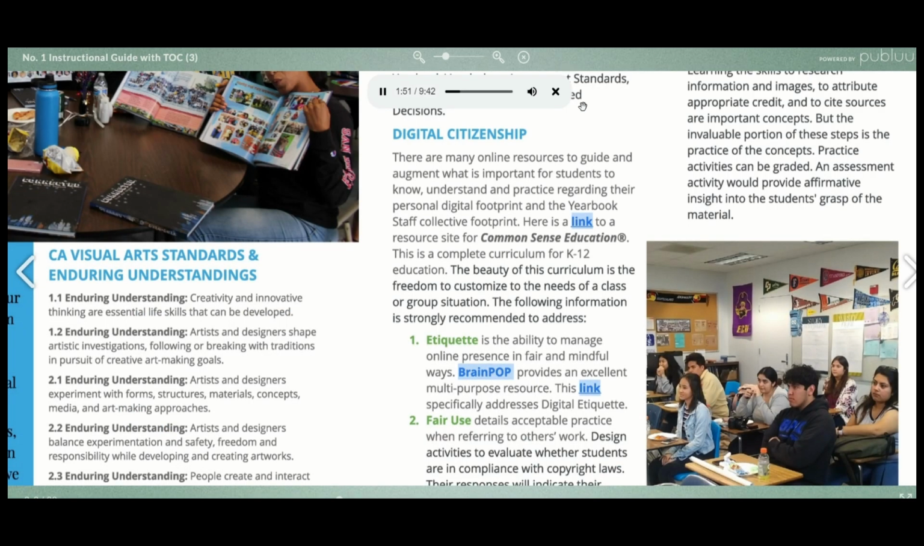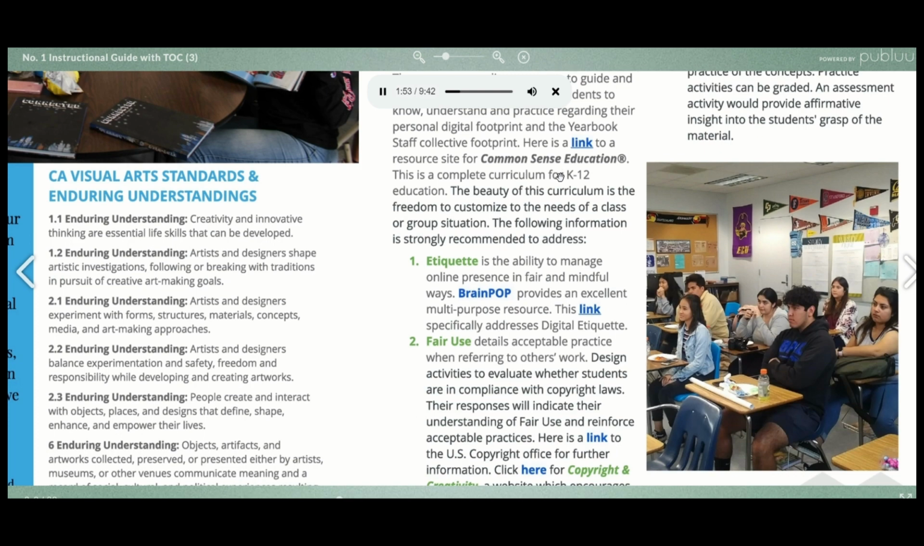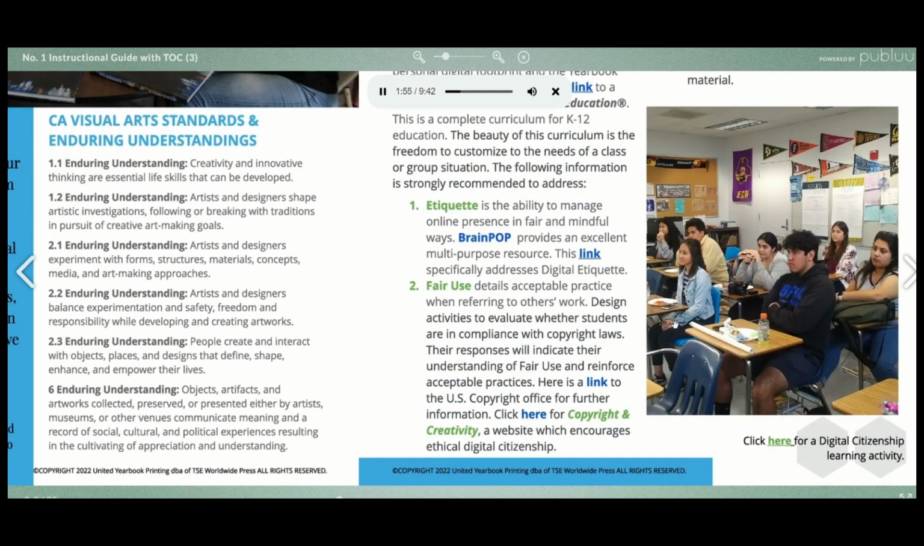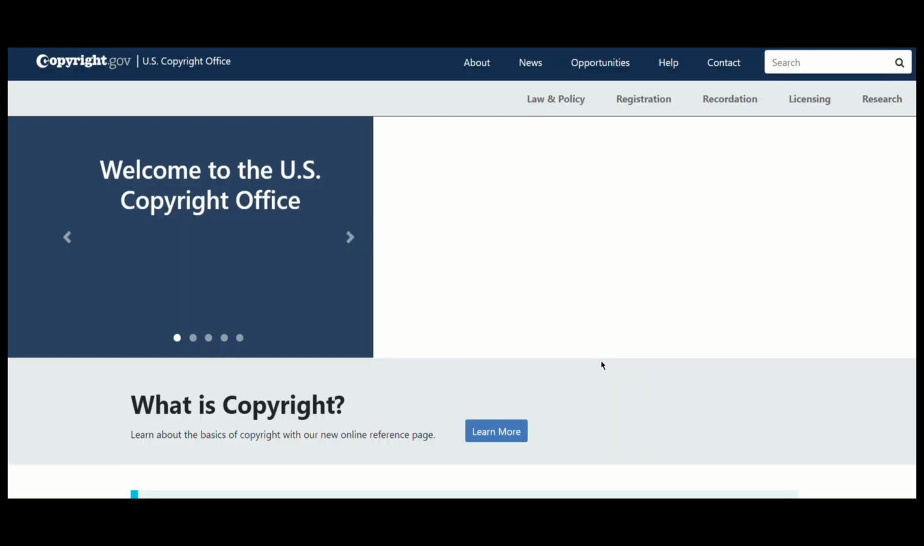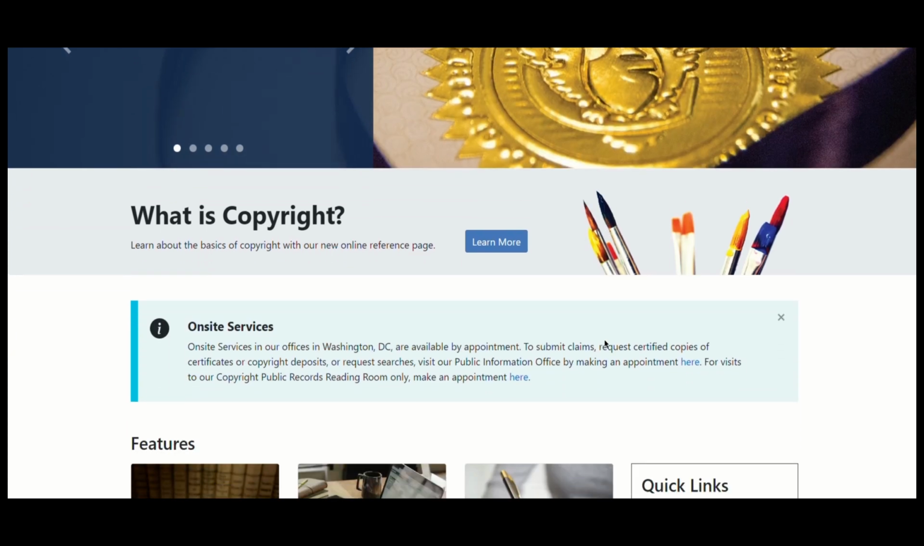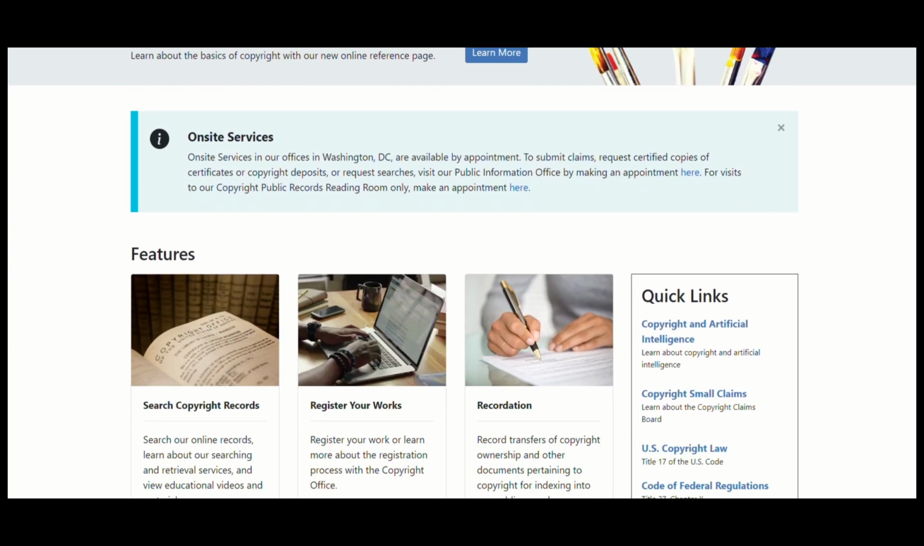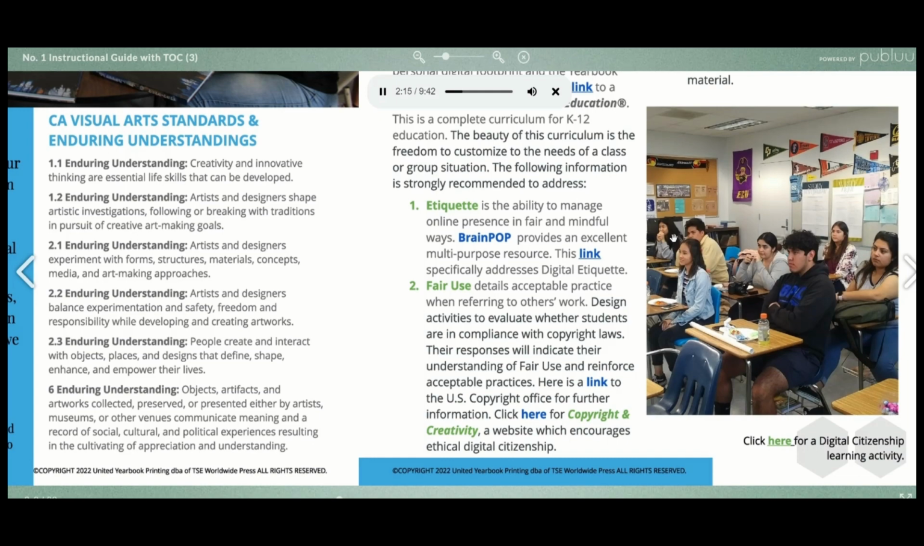When discussing digital citizenship in class, you may also be introducing to your students the idea of fair use and copyright in regards to creativity. We've included different links here, one being the U.S. Copyright Office. As you can see, it digs deeper into what it means to have something copyrighted and what the copyright law might be. We also focus on when to give credit where credit is due.